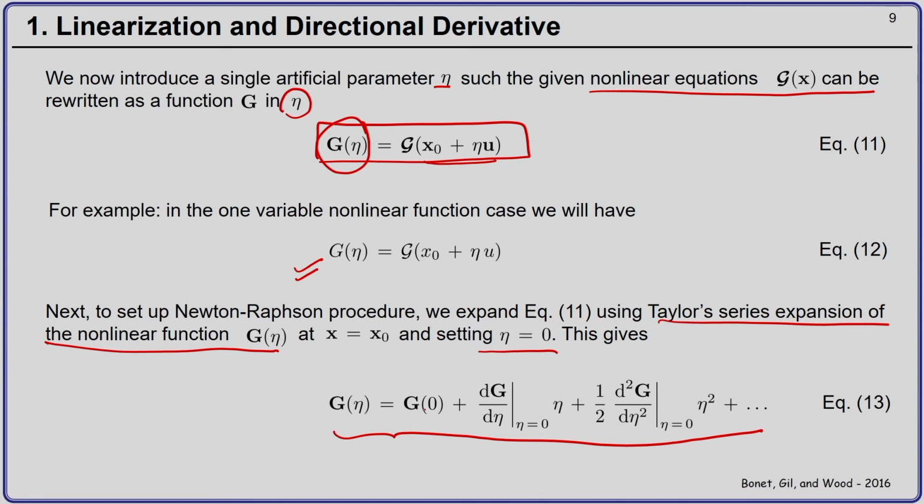g of eta is g of 0 plus dg by d eta evaluated at eta equal to 0 into eta plus 1 by 2 d square g by d eta square evaluated at eta equal to 0 into eta square plus higher order terms. Again you can see the second term is a linear term in eta, the third term is a nonlinear term in eta. The first term obviously is known at eta equal to 0. So, eta equal to 0 is basically x equal to x 0.